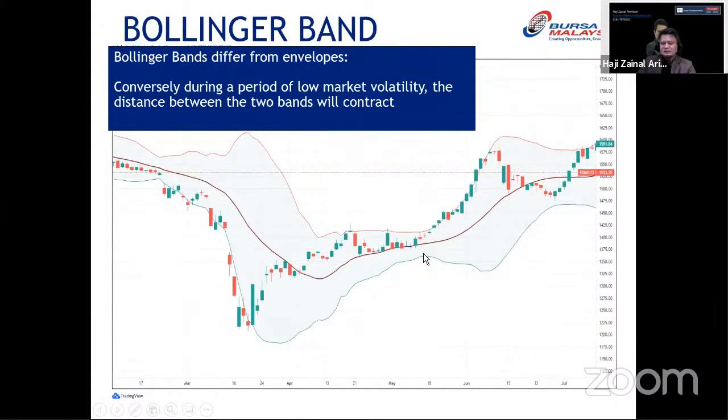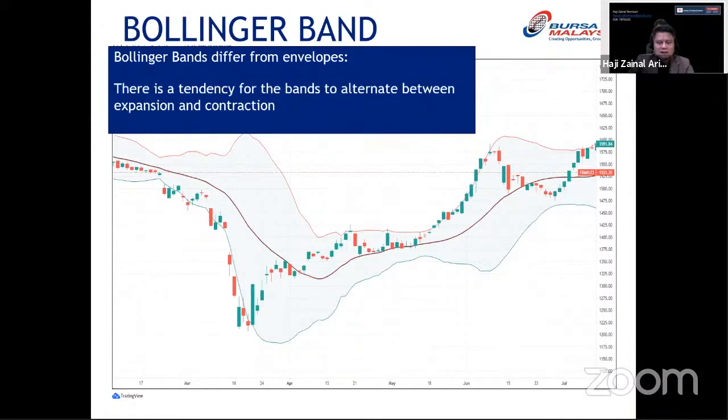One of the ways we use the Bollinger Band is that it will give you a signal or a warning that the market is going to move, whether up or down, when it contracts. For example, you can see here, after the expansion, the band gets narrower and narrower, and after that it starts to expand. So you can use that as one of your trading signals.